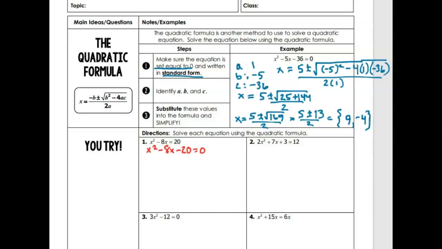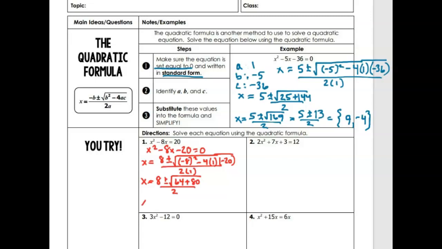And then we can identify A, B, and C. In this case, A is 1, B is -8, and C is -20. So if we put this into our formula, and you can see that we're going to again have two negatives multiplied together. We get 64 plus 80 divided by 2.